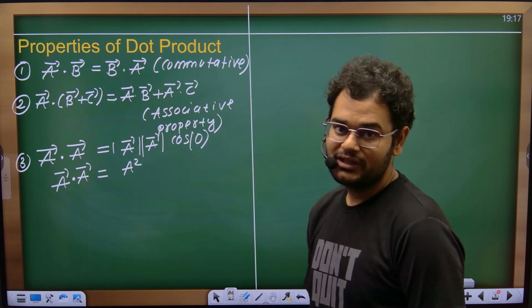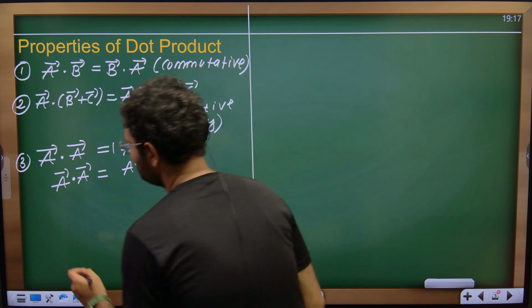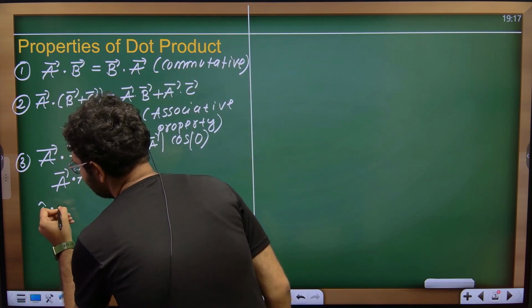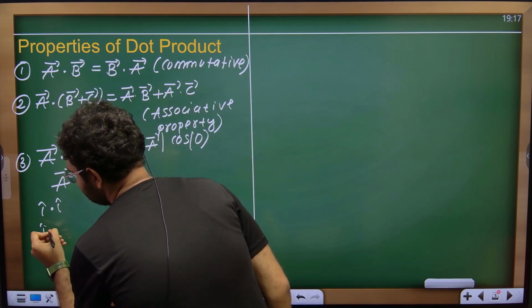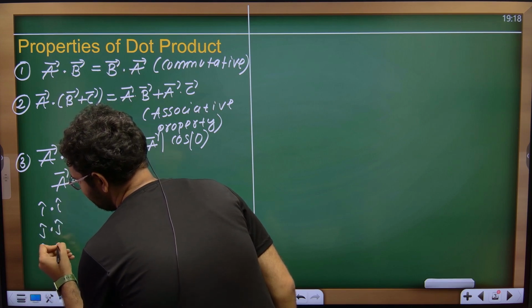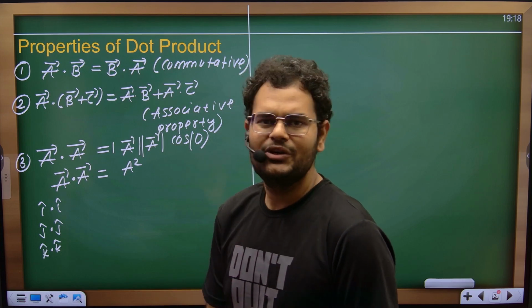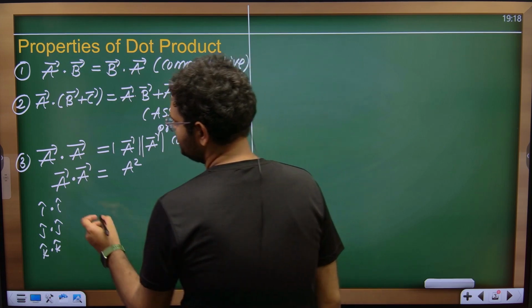Very important property. Sir, how are you going to use this property? I will tell you. Suppose someone asks you what is i dot i, what is j dot j, what is k dot k? Sir, what are this i dot i, j dot j, and k dot k? Unit vectors, you know. So what should be the answer?